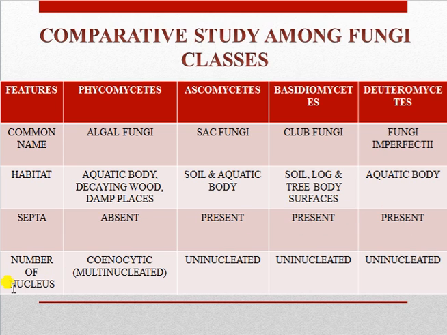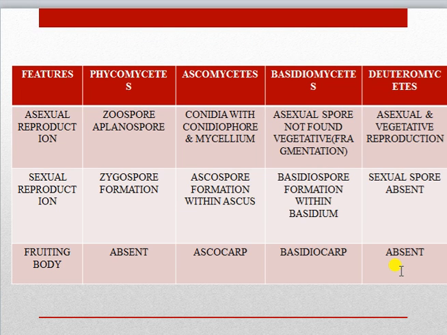Now, based on the number of nuclei, they are also different from each other. Already we know that in Phycomycetes the septa are absent, which means they are multinucleated, or in one word, coenocytic. But Ascomycetes, Basidiomycetes and Deuteromycetes all contain multiple compartments, and each compartment contains a single nucleus. That's why they are all uninucleated. Okay, going to the next.